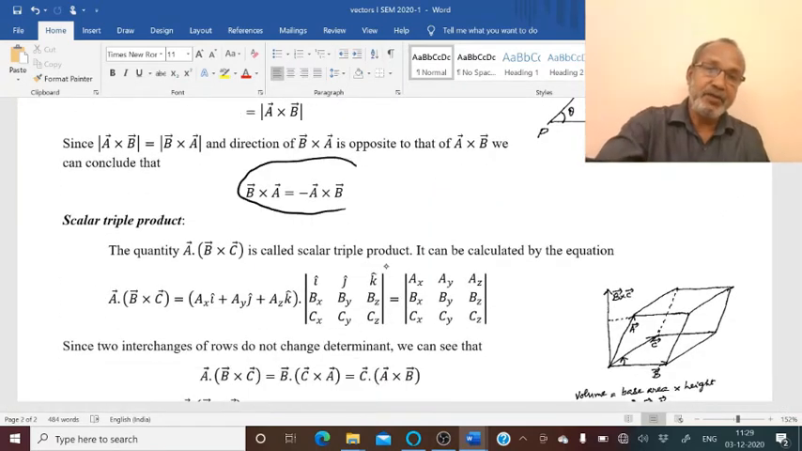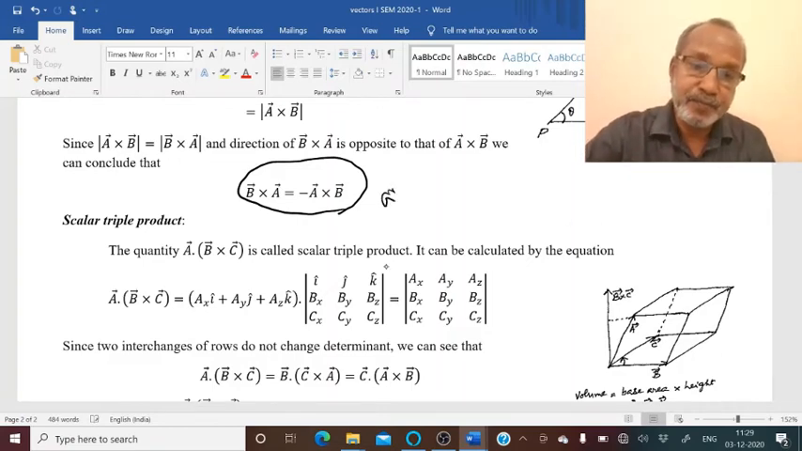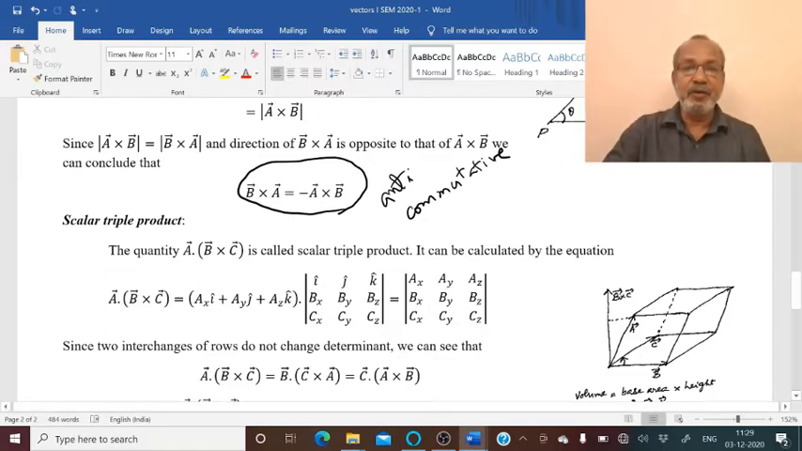It is actually called the anti-commutative property. We have already seen that the dot product has the commutative property. A dot B is equal to B dot A, but here it is anti-commutative. A cross B is equal to minus B cross A, or B cross A is equal to minus A cross B.